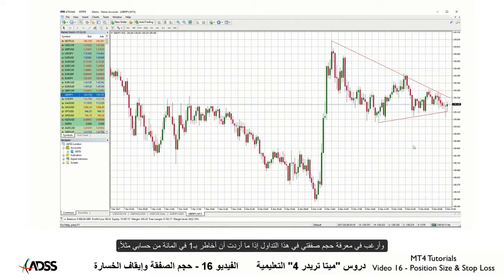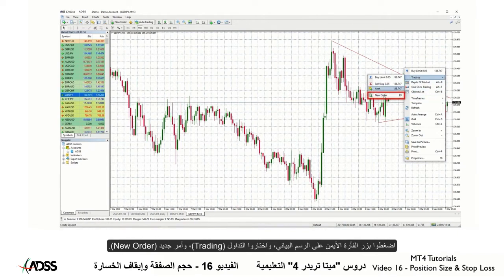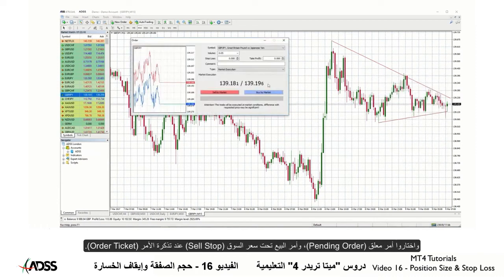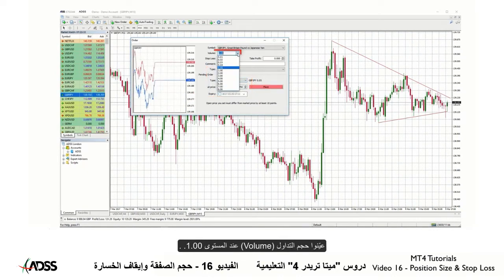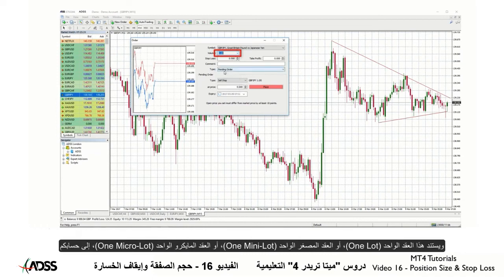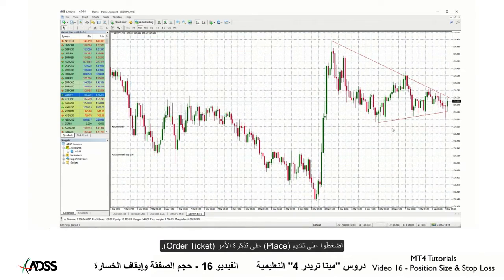So, we can practice this setup on a clean part of the chart very far away from current price action. Right-click on the chart and select Trading, New Order. On the order ticket, select Pending Order and Sell Stop. Set your volume to 1. This is 1 lot or 1 mini lot or 1 micro lot depending on your account and your broker. Enter a price that is far away from your current price and enter a stop loss roughly 20 pips higher. Click Place on the order ticket.